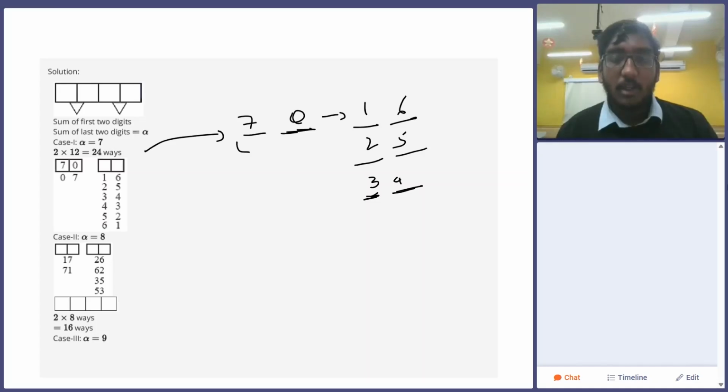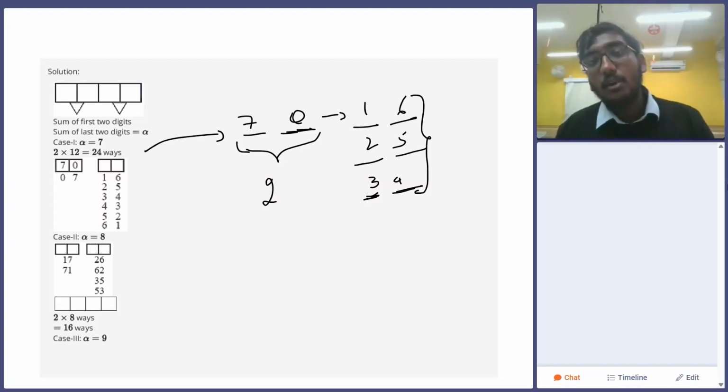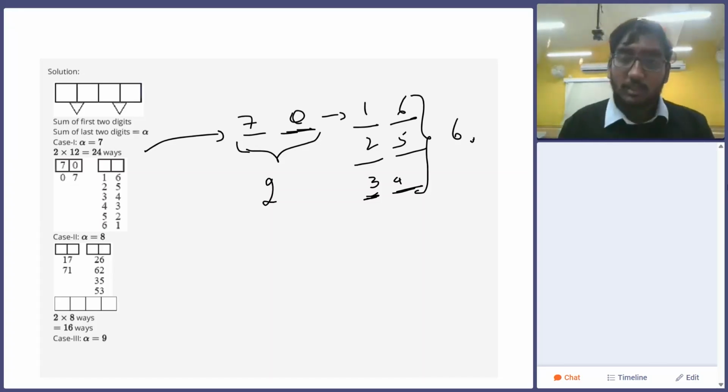And this also occurs in 2 ways. The first 2 digits occupying 0 and 7, it can be 0 and 7 or 7 and 0, 2 ways, right? And what about this? This happens in a total of 3 plus 3 more, right? 6 ways, correct? 1, 6, 2, 5, 3, 4, right? Then 6, 1, 5, 2 and 4, 3, okay? So totally 6 ways are possible for this particular thing, okay?